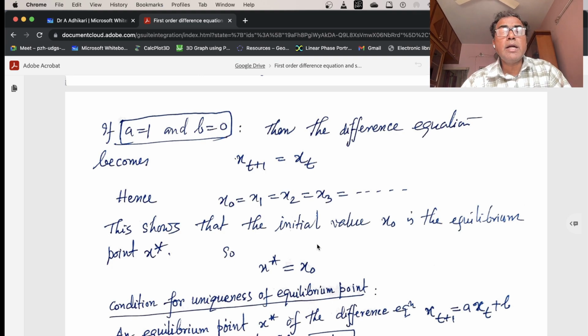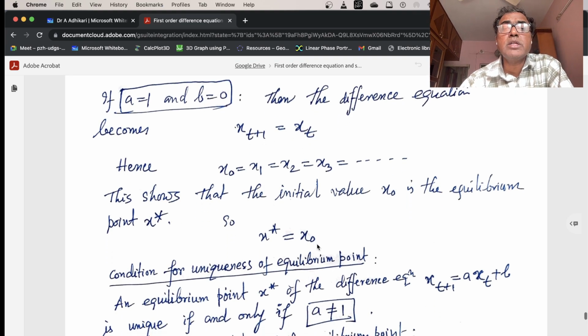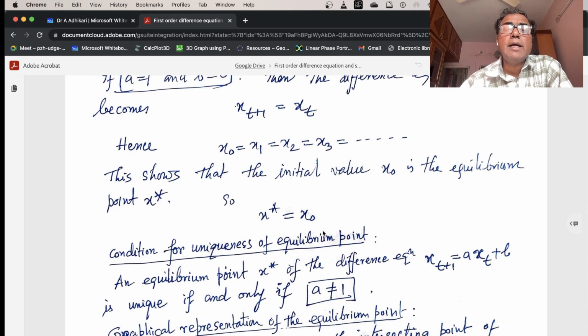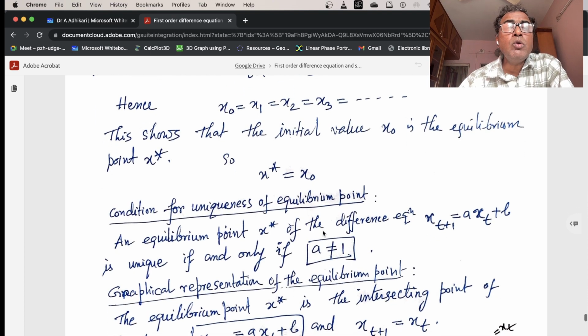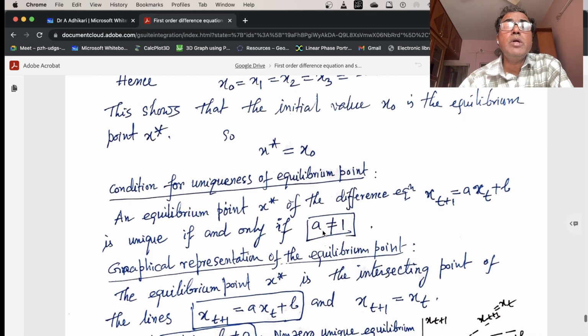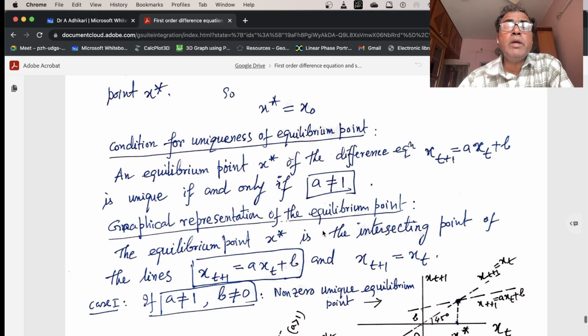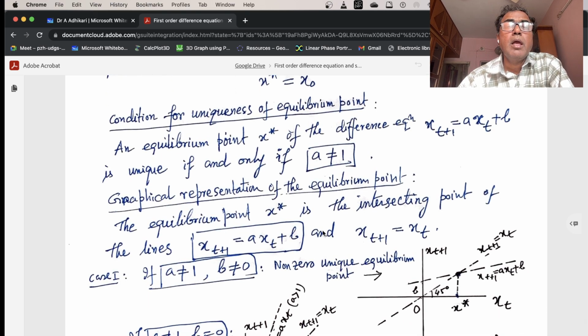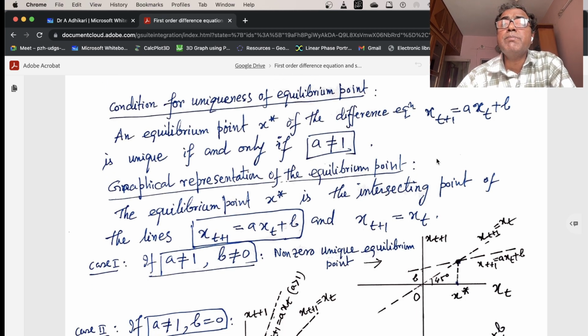So ultimately we get x0 equal to x1 equal to x2 equal to x3 and so on. And this shows that the initial value x0 is the equilibrium point x star, that is x star equal to x0. Condition of uniqueness of equilibrium point: let x star be the equilibrium point of the difference equation xt plus 1 equal to axt plus b. It is unique if and only if a not equal to 1. This is the condition for uniqueness of the equilibrium point x star.